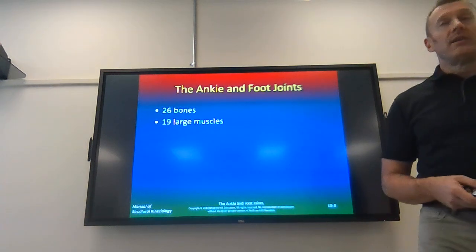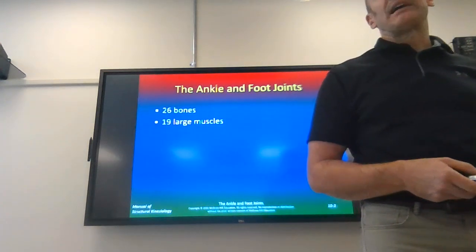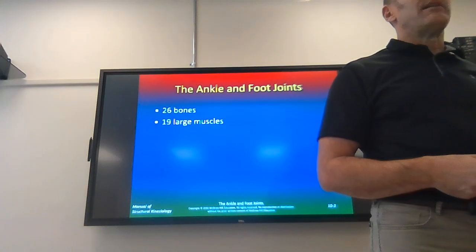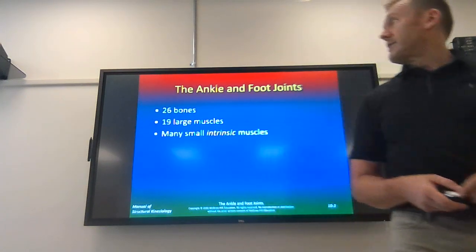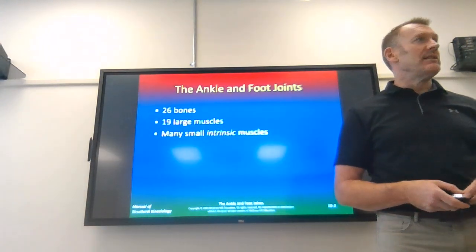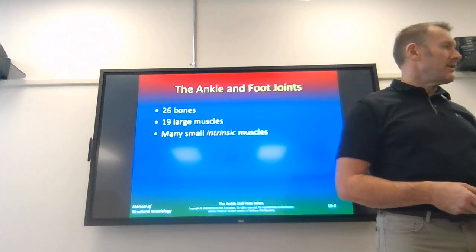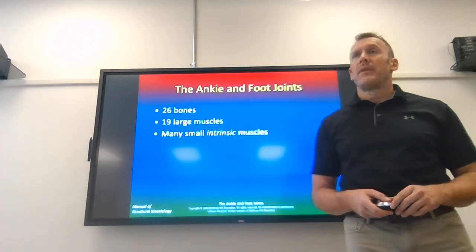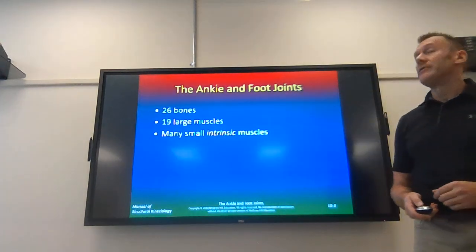So 19 large muscles. So these would be extrinsic muscles like we had with the wrist and hand. We also have several that are intrinsic. So when we say intrinsic, that means the origin and insertion all within the hand, within the foot in this case, kind of like what we had with the hand.